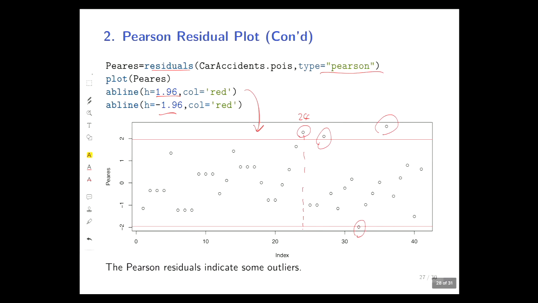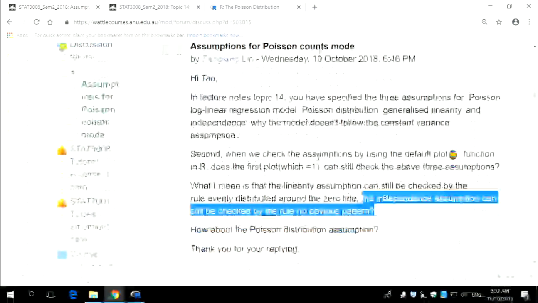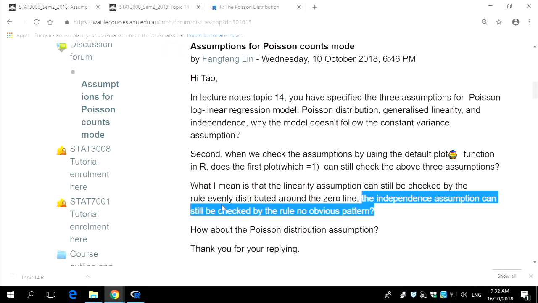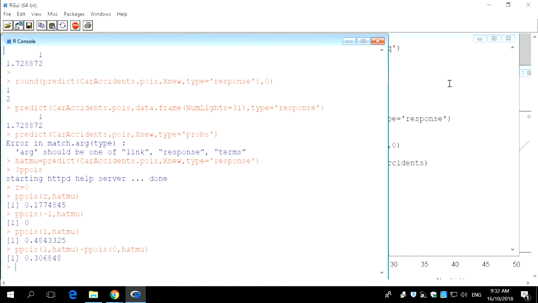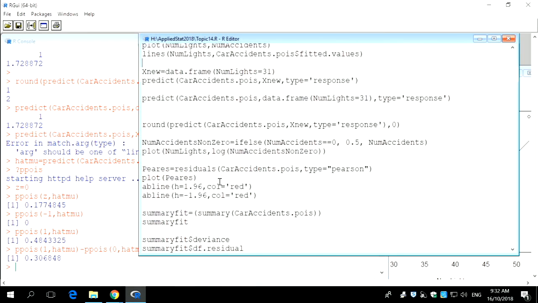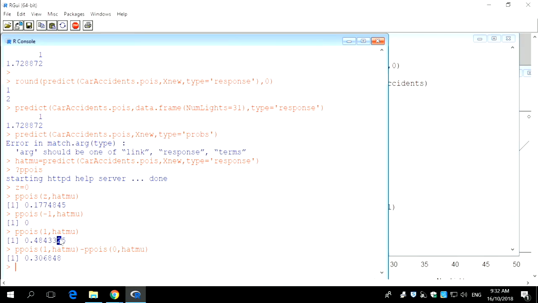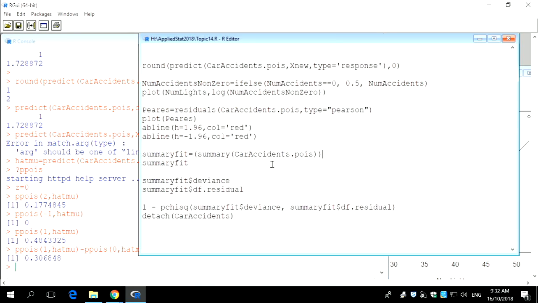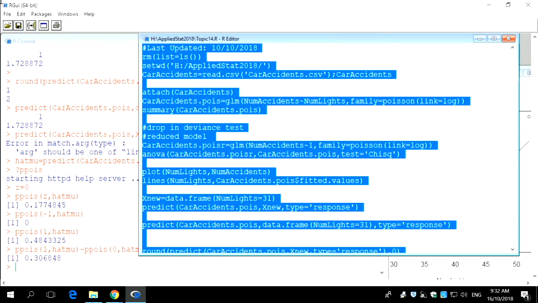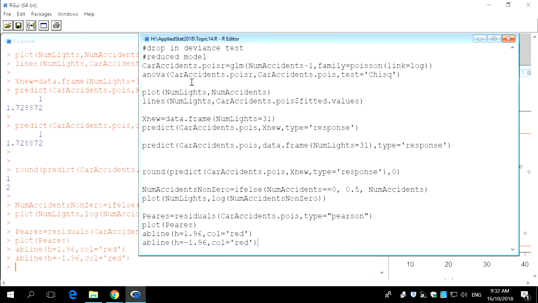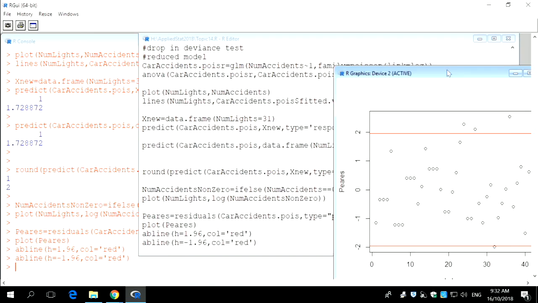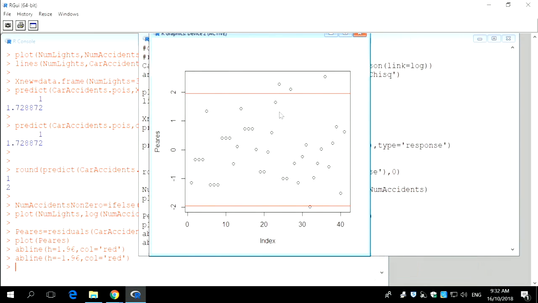And then let's just try to answer the question from the student. So the student used a slightly different way to check those assumptions. So firstly, we have our Poisson log linear regression model. Let's firstly look at the Pearson residual plot. So this is the plot. And by using this plot, we can actually obtain which are outliers. We can obtain this kind of conclusion.